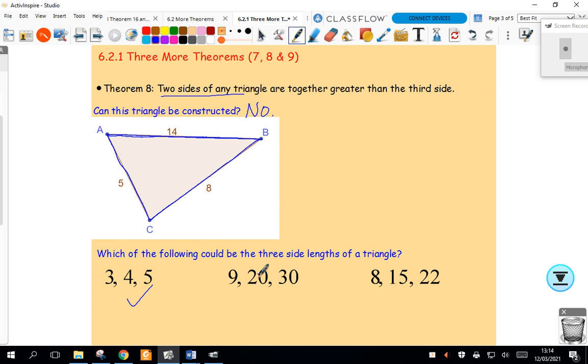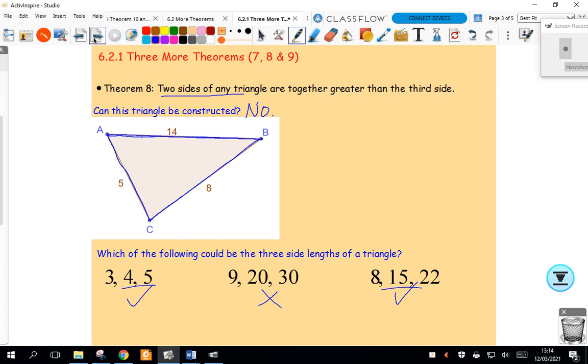9 and 20 together make 29. That's not greater than 30. That cannot be a triangle. Try to construct it. You won't be able to. 8, 15, 22: 8 and 15 make 23, greater than 22. 8 and 22 together make 30, greater than 15. 15 and 22 together make 37, greater than 8. That can be constructed. That is a triangle. This one is not. There's no way you can construct that, but you could, using junior cert methods, construct either of those two.